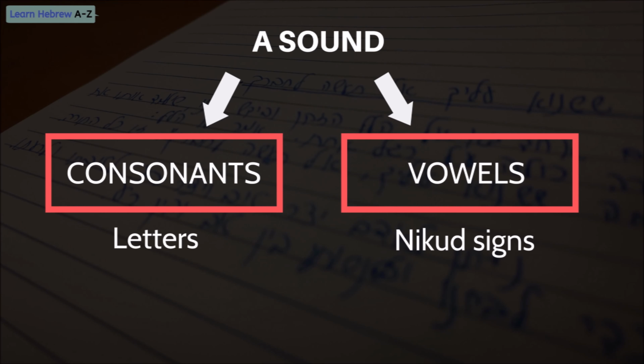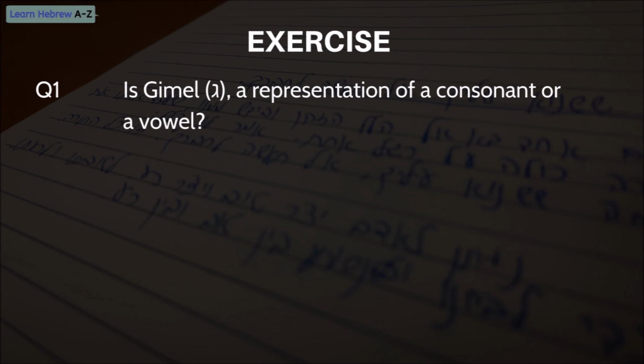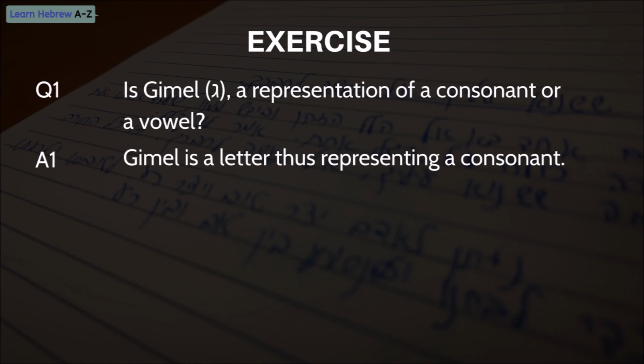At the end of each question, I will present to you the correct answer. 1. Is Gimel a representation of a consonant or a vowel? Answer: Gimel is a letter, thus representing a consonant.